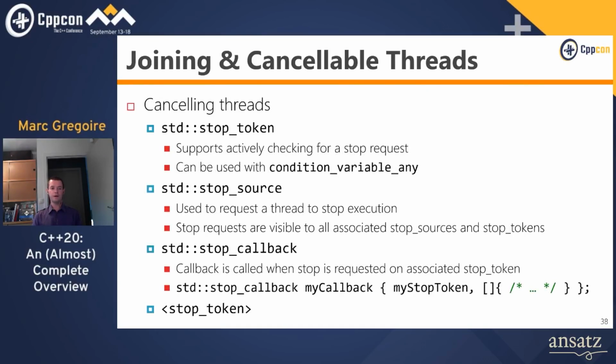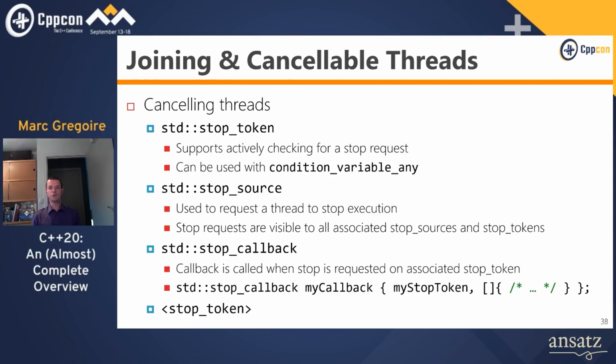How to cancel a thread? There are three aspects here. You have a stop token. And a stop token is used to actively check if a stop has been requested. So a thread that supports cancellation will have to periodically check if a stop is requested. And that's why it is called cooperative cancellation. It requires work from the thread itself. The nice thing is that stop token is compatible with condition_variable_any. So if your thread is sleeping on some condition variable, it can be woken up by a condition_variable_any when a stop token is raised to stop the thread.